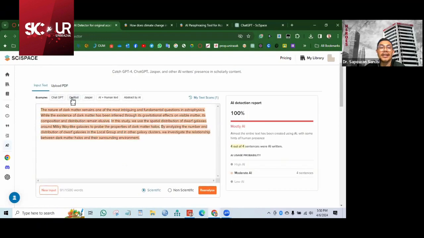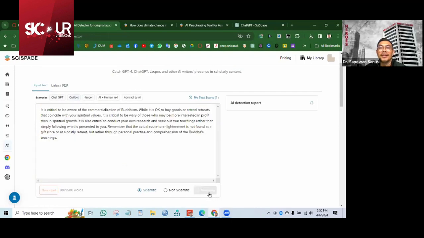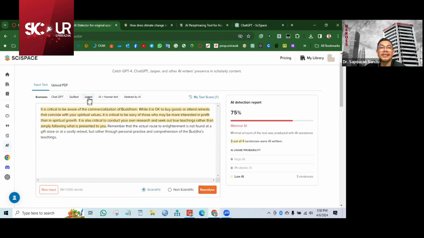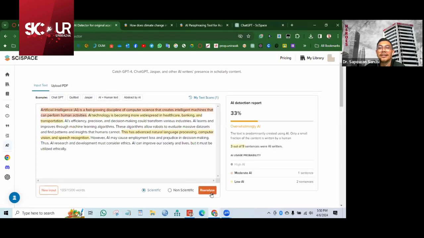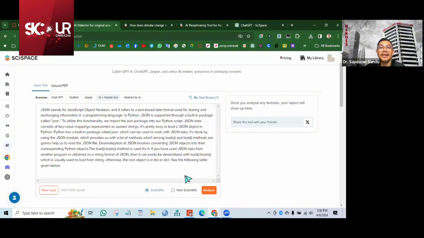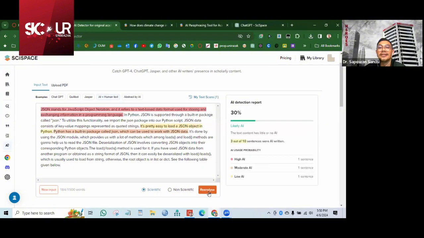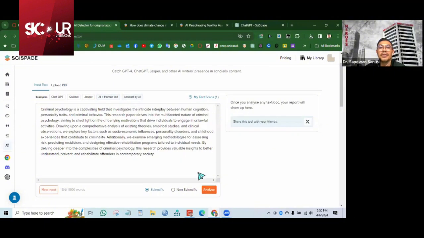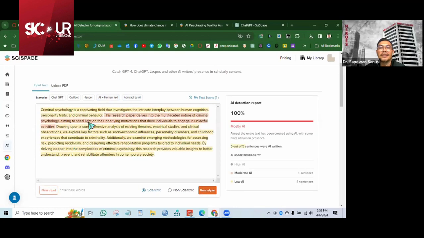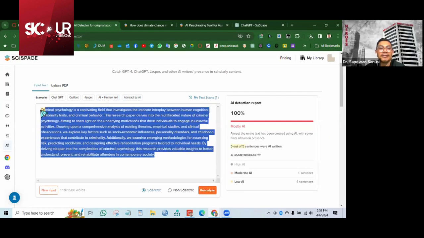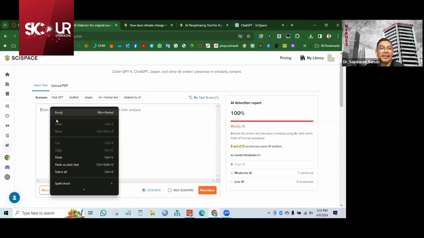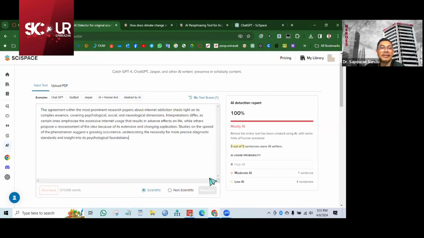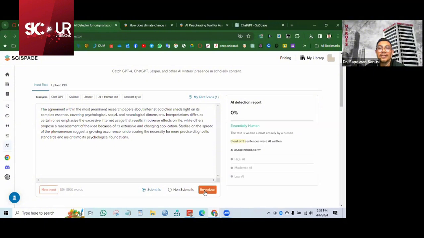If you use this one, Facebook 25%, Jasper 33%, AI Humanize 30%, Abstract by AI. Okay, but if you use Size Space, you delete back. This one I only use Size Space. 0.